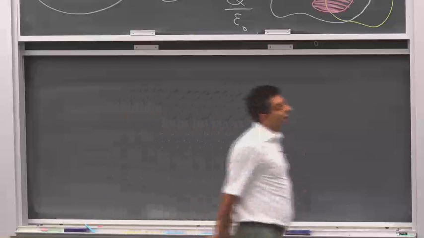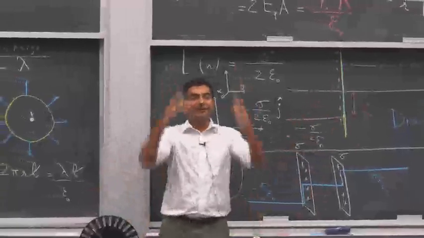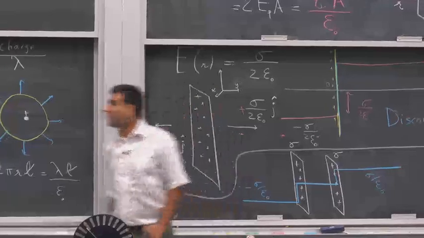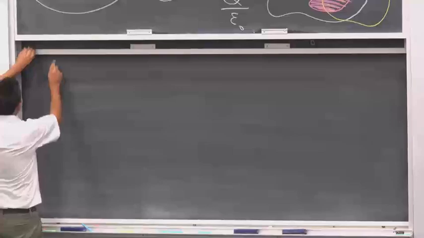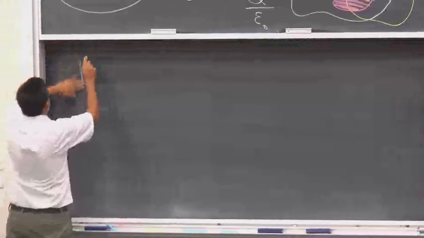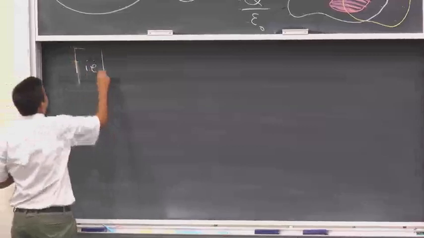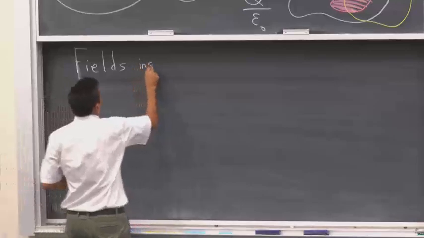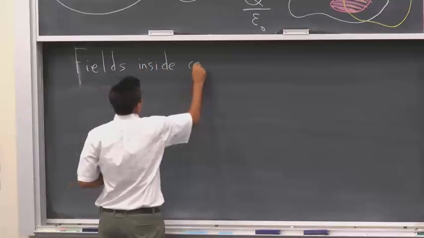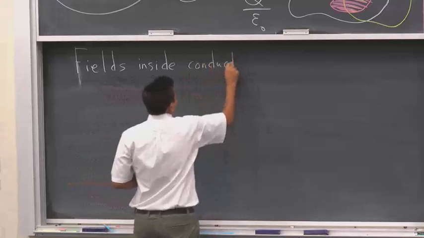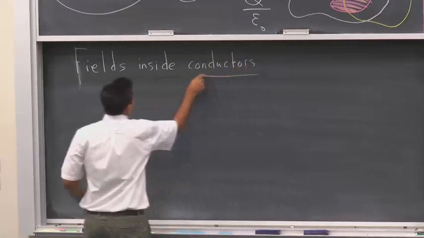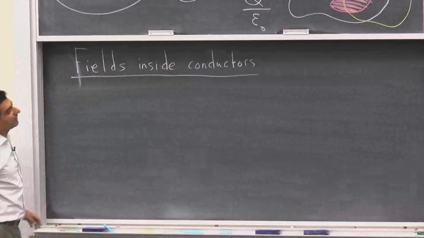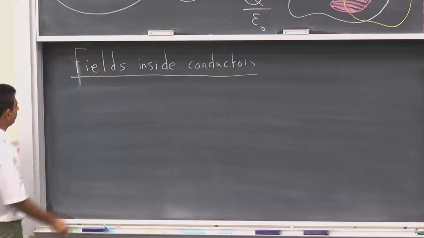What if I have two infinite sheets of charge? One is positive, the other is negative. This is something you should try on your own. It becomes an infinitely sized capacitor. Now what I would like to talk about is the following: the fields inside conductors. And I will build upon these concepts in the next week as well.